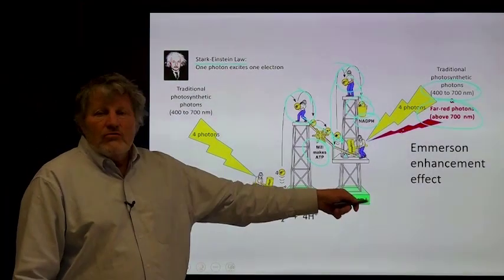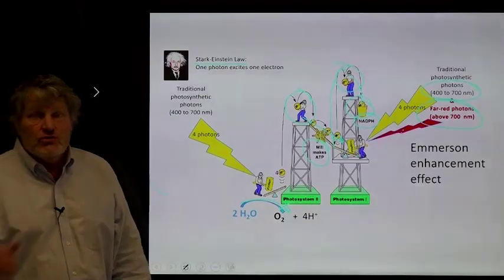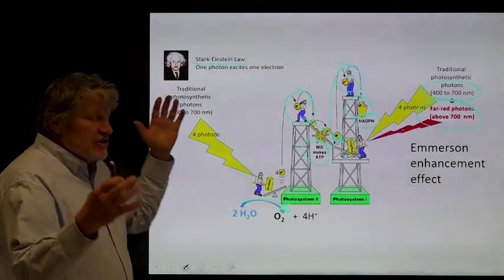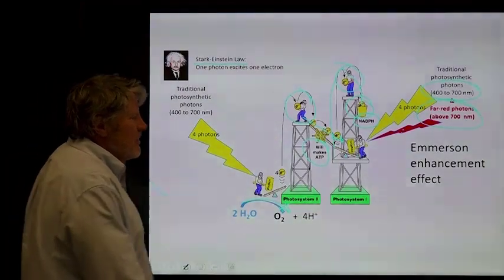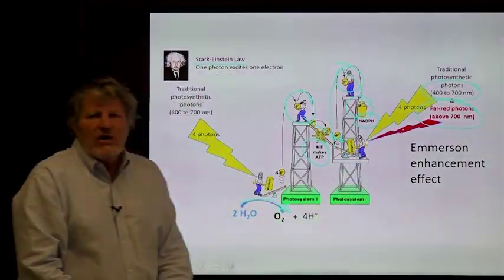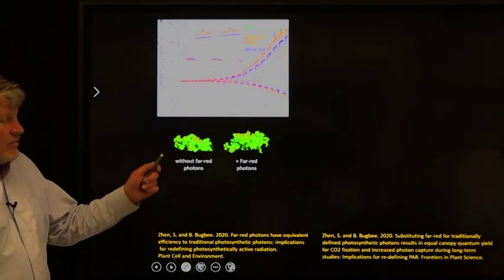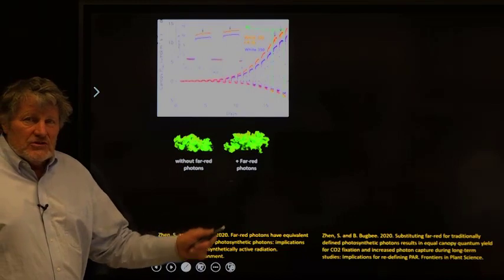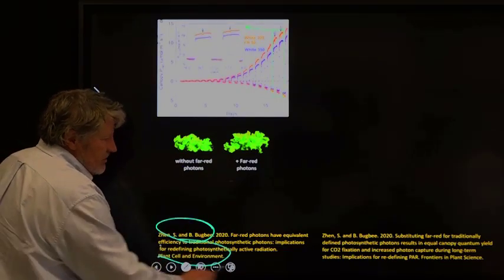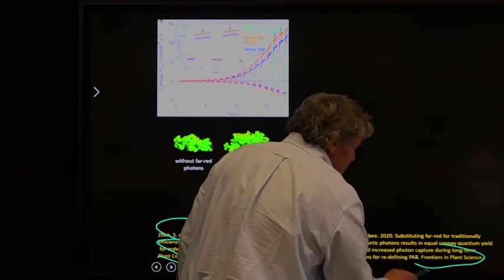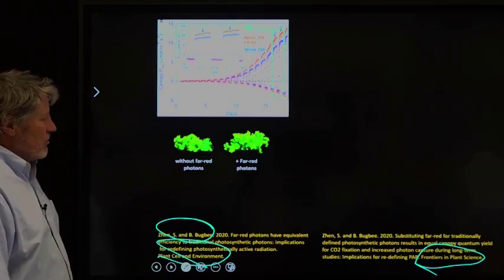This has been known for half a century as the Emerson enhancement effect. And as Shuyang will tell you, Emerson tragically died in a small plane crash and never finished his work. His students didn't finish up, but he was looking at the value of these far reds in the 50s. One slide summarizing. Shuyang has two papers from here, one in Plant Cell and Environment and one in Frontiers in Plant Science.